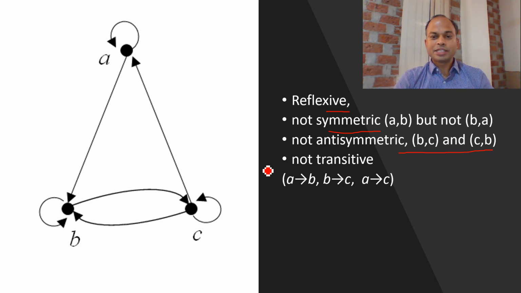If we talk about the transitive relation, we have the edge from A to B. We also have the edge from B to C, but there is no edge from A to C. The A to C edge is missing. So therefore, we can conclude that this relation does not support the transitive property. In this way, we have found out the relation of any matrix or any graph.